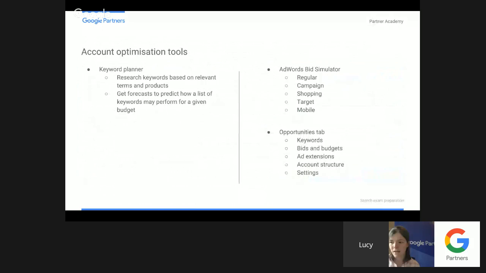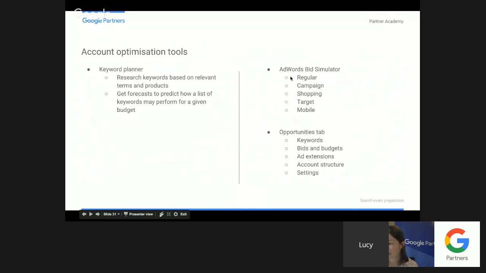A few other AdWords account optimization tools. So the Keyword Planner, there's quite a few questions about that in the exam too. It allows you to research keywords based on relevant terms and products. Have a go and have a play with it. It's in all the accounts under the tools section, so it's a good thing to have a look at, and get forecasts to predict how a list of keywords may perform for a given budget. Whether you like the forecasts or not, this is the tool that Google recommends.